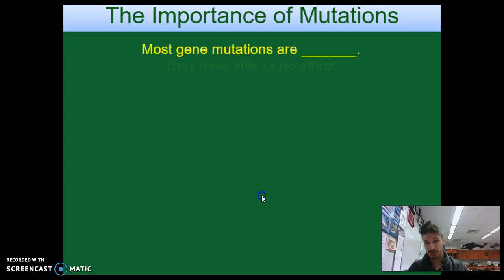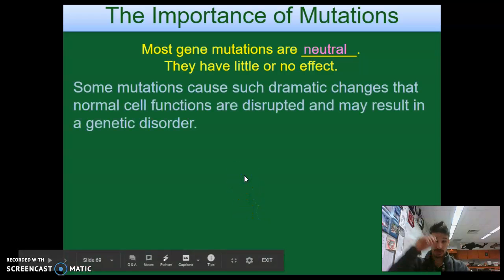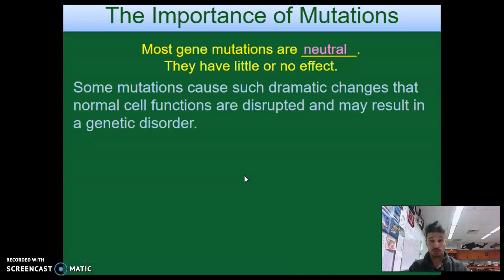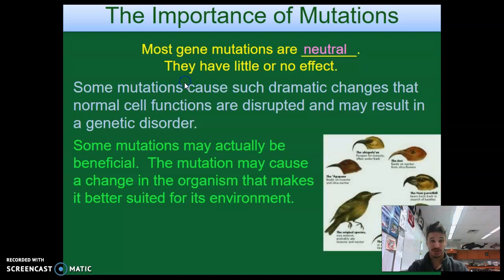Now, most gene mutations are neutral and they have no real side effects. Some mutations can cause dramatic changes so that normal cell functions are disrupted and may result in genetic disorders, and that happens all the time. Then some mutations may actually be beneficial, and we call them adaptations, and they make an organism better suited for its environment.